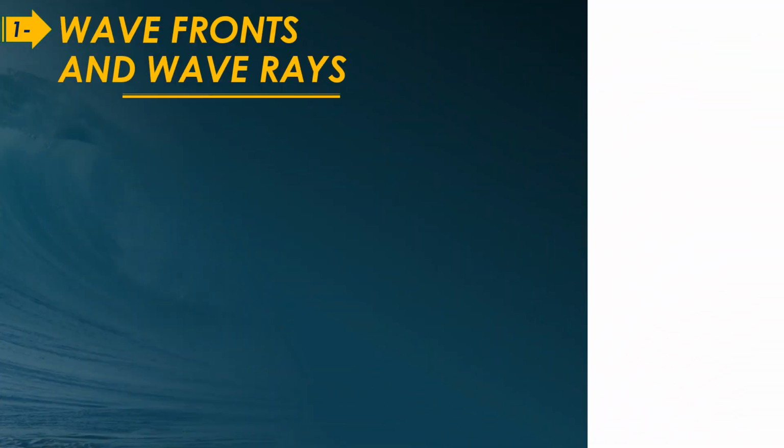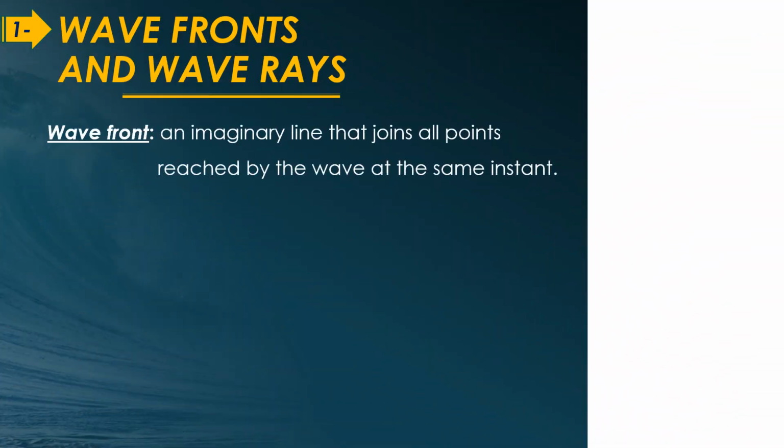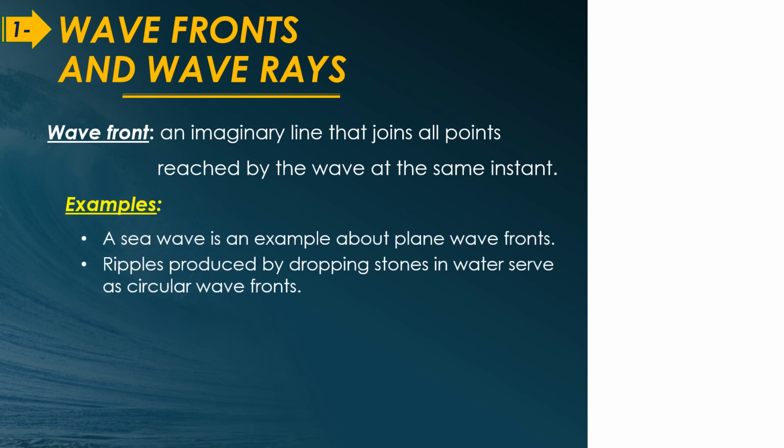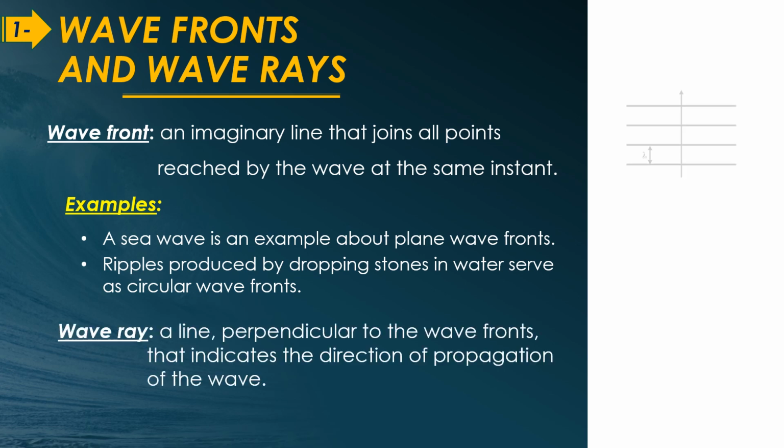Based on the simulation that we have worked with, we can sum up our ideas into two main points. First, defining a wavefront, which is an imaginary line that joins all points reached by a wave at the same instant. Take, for example, sea waves, which serve as a good example for plane wave fronts. Ripples produced by dropping stones in water serve as circular wave fronts. We have seen these two examples in the previous simulation.